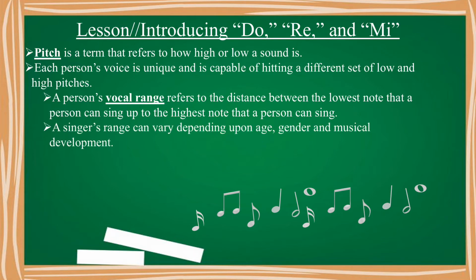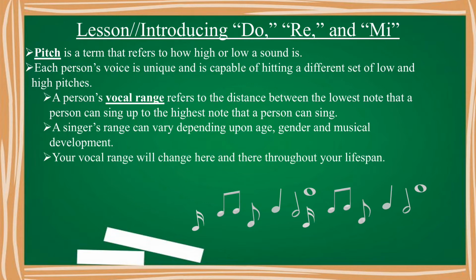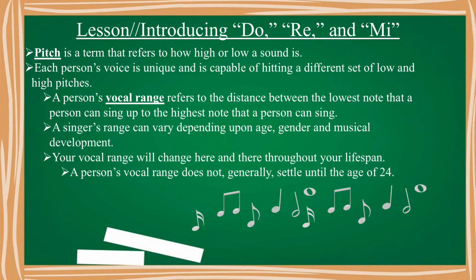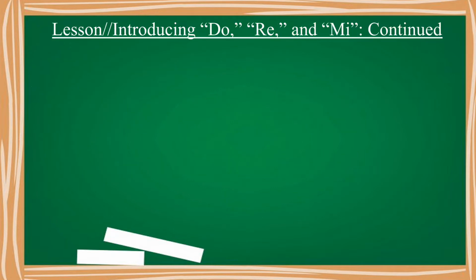A singer's range can vary depending on age, gender, and musical development. Your vocal range will change here and there throughout your lifespan. A person's vocal range usually doesn't settle until the age of 24.